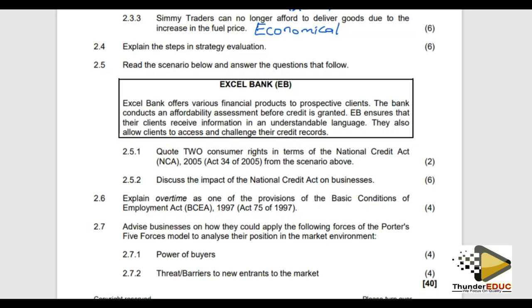So now here, if we quote, we have a sentence. The question says, quote, two consumer rights in terms of the National Credit Act. So when I give the answers, I'm going to give the answers based on sentences. This is sentence number one. This is sentence number two. This is sentence number three. And this is sentence number four. So it means in this regard, we are going to take sentence number three and sentence number four. Sentence number three and sentence number four are our appropriate answer. So we take sentence.